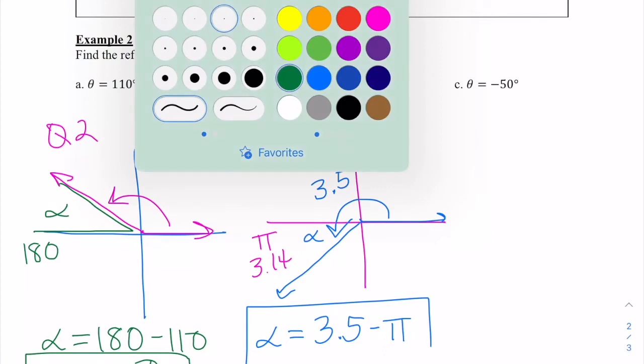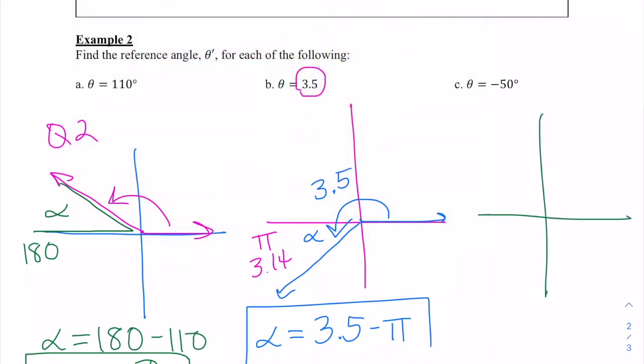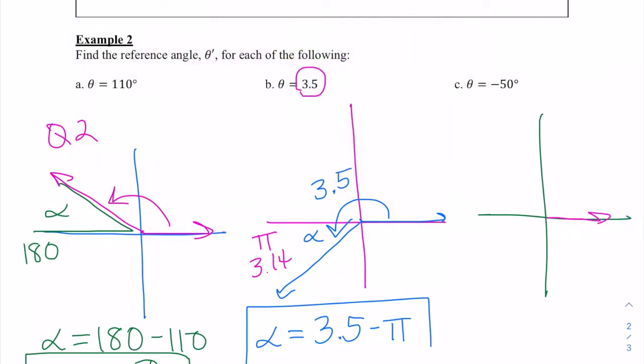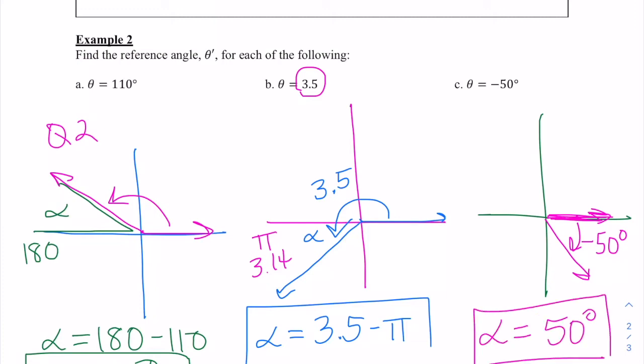For the last one, we have an angle that's going to be in the fourth quadrant. It's a negative rotation, and it's going to be negative 50. Well, you can see pretty quickly that this has one side on the horizontal axis, the terminal side. So the reference angle is just going to be the positive value, 50 degrees. It has to be an acute angle.